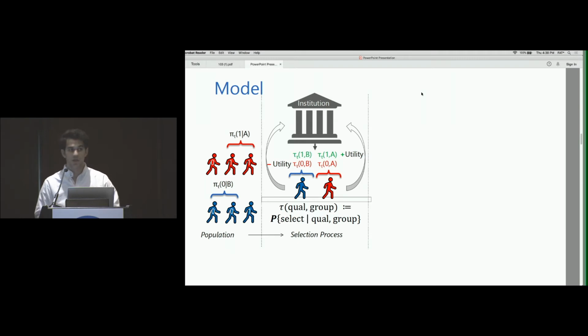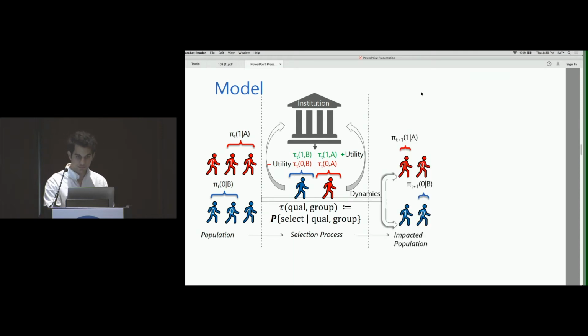of a selection process. So we have a population consisting of two groups, A and B, red and blue, and these groups have a qualification profile, pi, denoting the proportion of qualified and unqualified individuals in the population. This population is going to undergo a selection process whereby an institution is going to assign a policy for each qualification and group a probability of selection. And so our premise is that these decisions impact the population through some kind of dynamics.